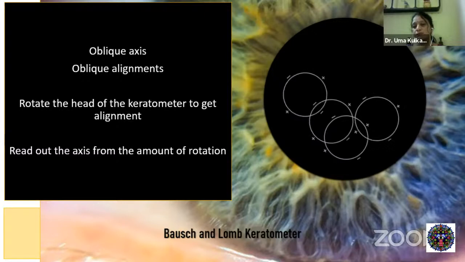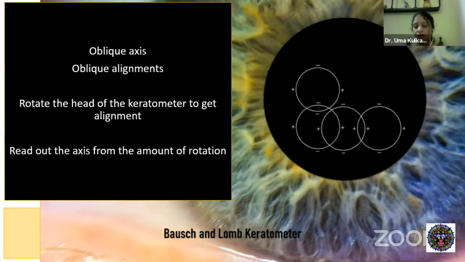Once they are vertically aligned, repeat the same process in order to align these central circles as well as the horizontal and the vertical, and then read out the reading. Take the reading of the astigmatic meridian by looking at how much you have rotated the head of the keratometer. That will give us the reading. So this is how we do a Bausch and Lomb keratometer.